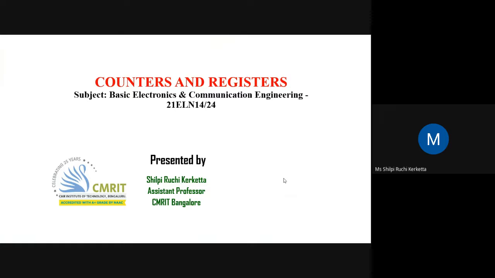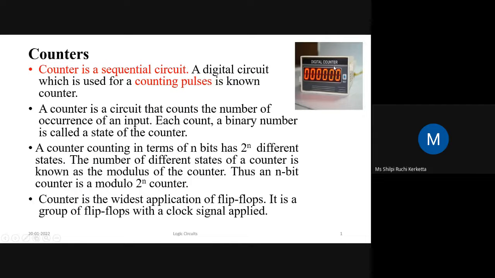Okay, today we will start with counters and registers. You might have seen a counter in a railway station or in a digital clock. We will study how this is working.